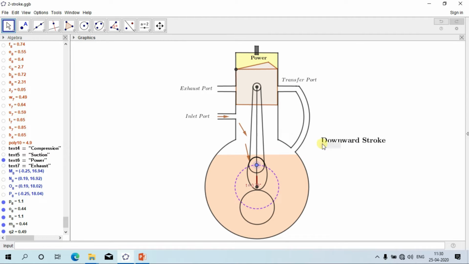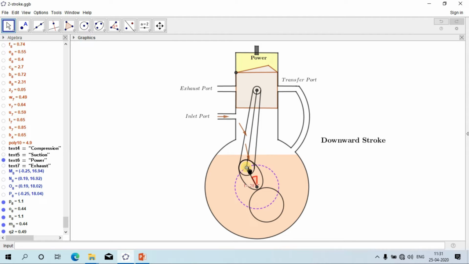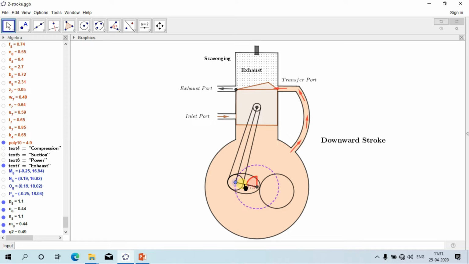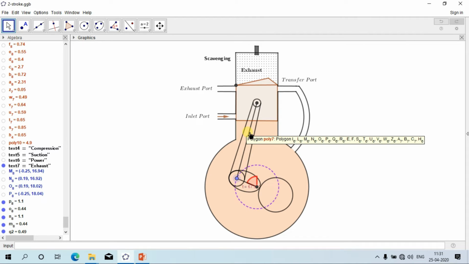So now our next stroke begins, the downward stroke. In the beginning of the downward stroke, you can see that the exhaust and transfer ports are covered. So there is no movement of charge or exhaust gases through these ports. Now as these high pressure and temperature gases push the piston in the downward direction, the piston moves downward. Now as you can see, first the inlet port is covered, so the supply of charge will be cut off.